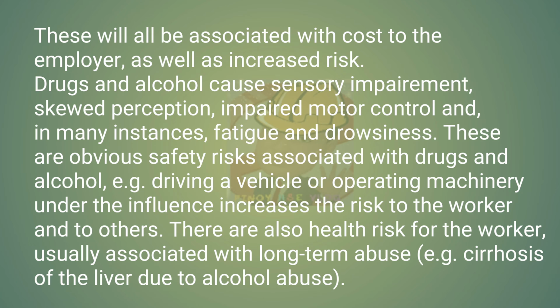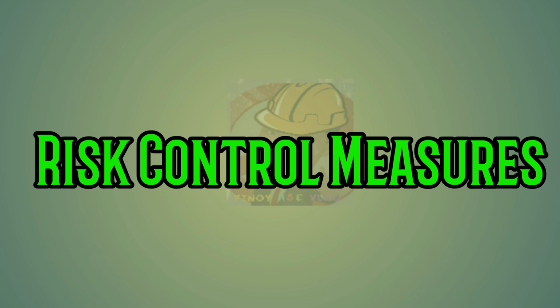Drugs and alcohol cause sensory impairment, skewed perception, impaired motor control and, in many instances, fatigue and drowsiness. These are obvious safety risks associated with drugs and alcohol. For example, driving a vehicle or operating machinery under the influence increases the risk to the worker and to others. There are also health risks for the worker, usually associated with long-term abuse, for example cirrhosis of the liver due to alcohol abuse.